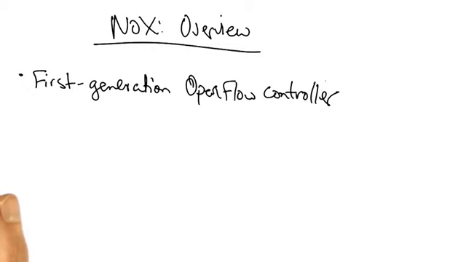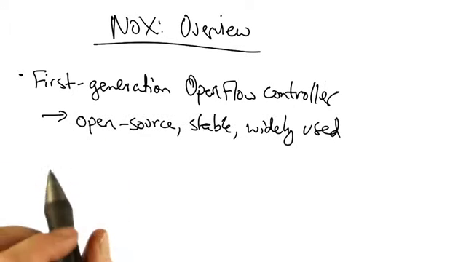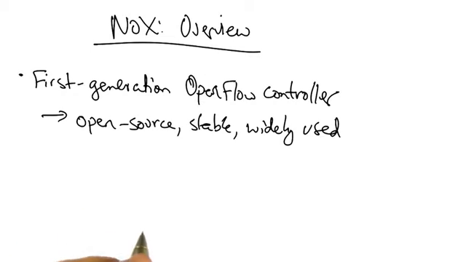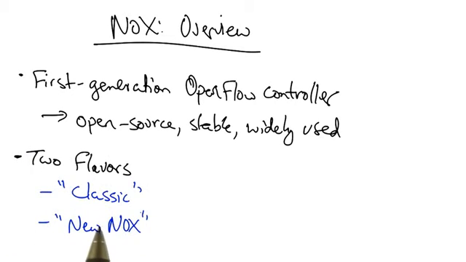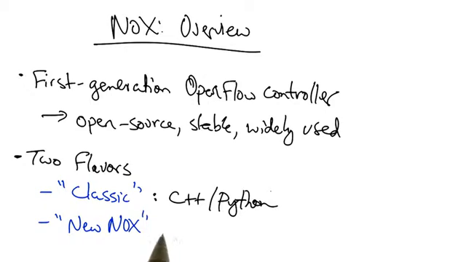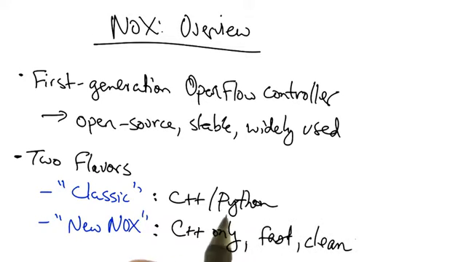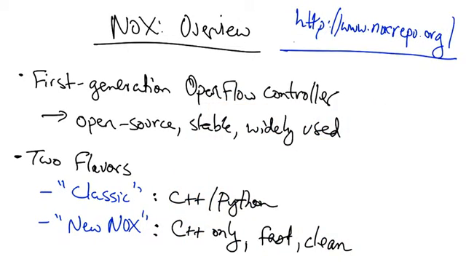NOX was a first-generation OpenFlow controller. It is open source, stable, and widely used. There are two flavors of NOX, Classic NOX and the new NOX. Classic NOX was written in C++ and Python and is no longer supported. The new NOX is C++ only. The codebase is fast, clean, and well supported. More information about NOX is available at noxrepo.org.